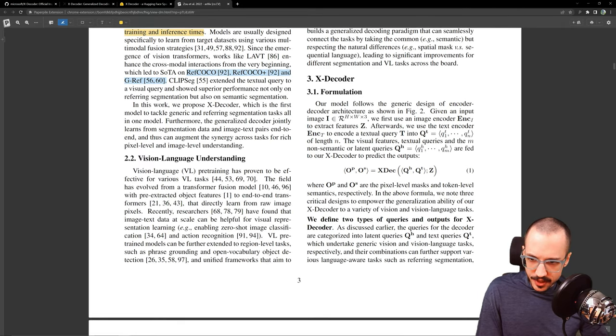Vision language pre-training has proven to be effective for various vision language tasks. Recently, researchers have found that image text data at scale can be helpful for visual representation learning. I don't know if that's recent. I think people always knew that the combination of image and text modalities would always give more signal than just image modalities or text modalities alone. It was just that the compute budgets that people had available and the kind of scale of models that people were working with made it very difficult to have multiple modalities in your model. And generally, research was limited to like one modality.